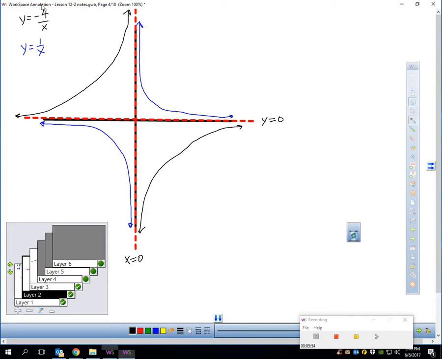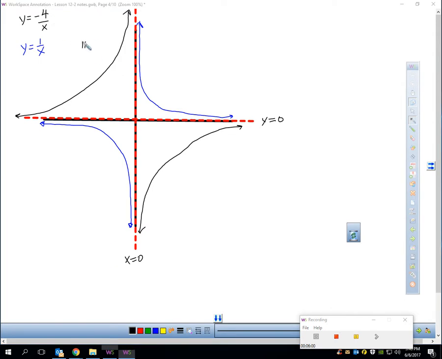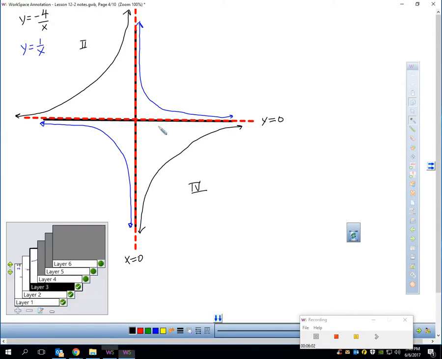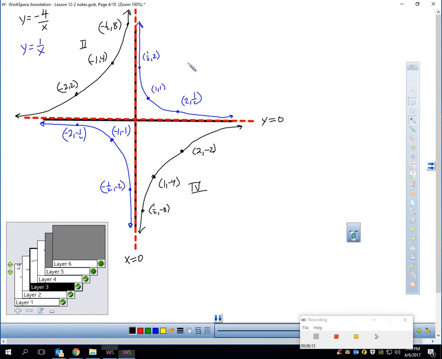Now, this function would be in quadrants 2 and 4 because a is negative. And you notice how I drew it farther away from the origin? It's because 4 is stretching the graph. Whenever the graph is stretched, it's farther away from the origin. Now I got to get some points. For the parent function, pick things that are easy to calculate. Like if I plug in 1, I get 1.